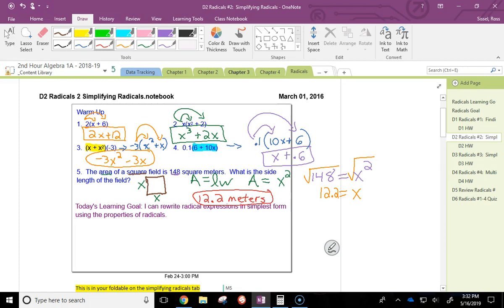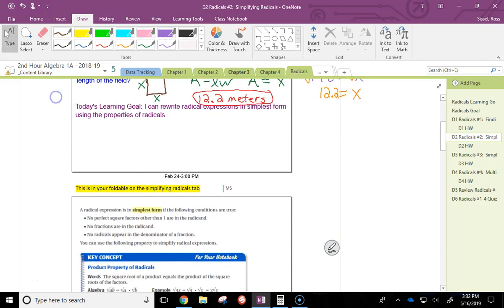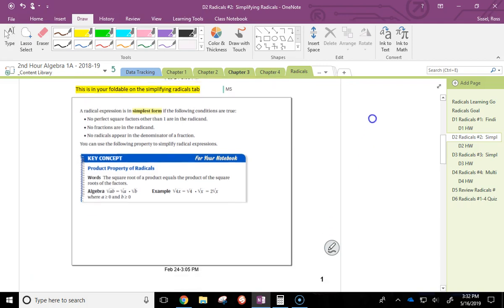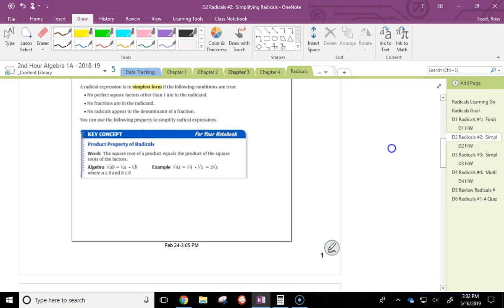Okay, make sure you have those down in your notes and that you understand them. Today our learning goal is: I will rewrite radical expressions in simplest form using properties of radicals. Reading through this quick, we're not putting it into our foldable, it's okay.